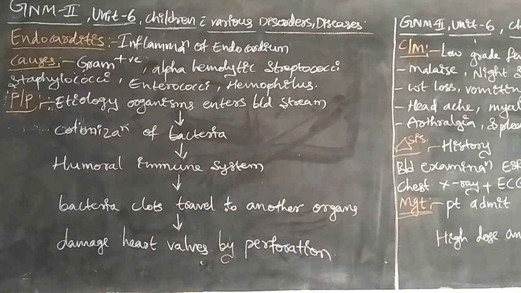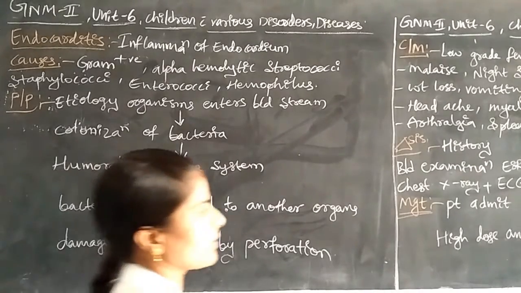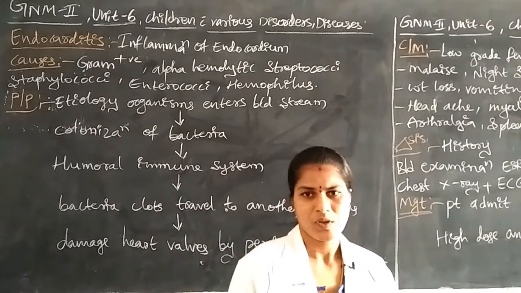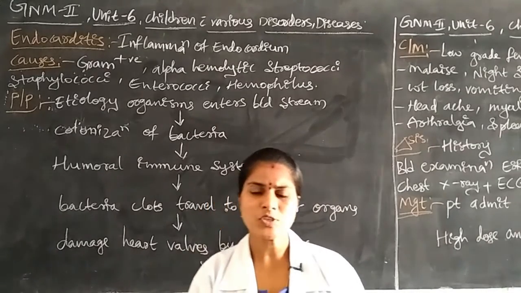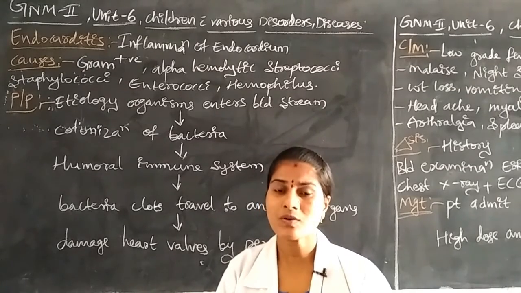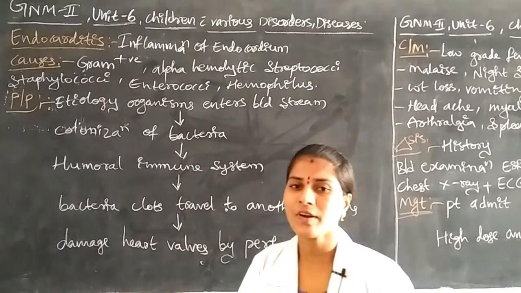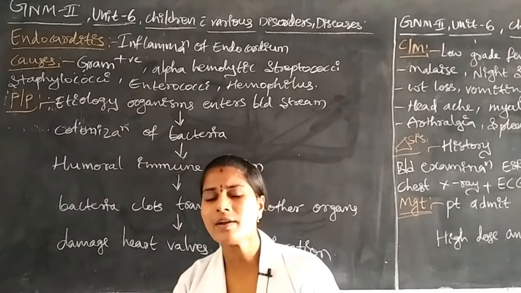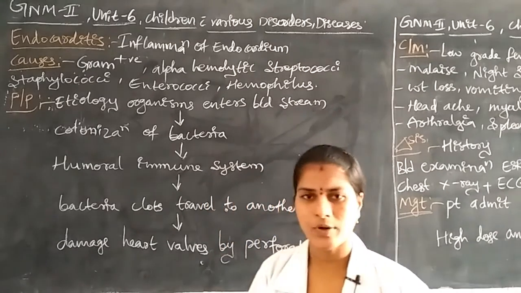What are the bacterial clots? The clot travels from one organ to another organ through the bloodstream. In the blood, the organism releases some toxins, meaning the toxins travel from one organ to another organ in the body.